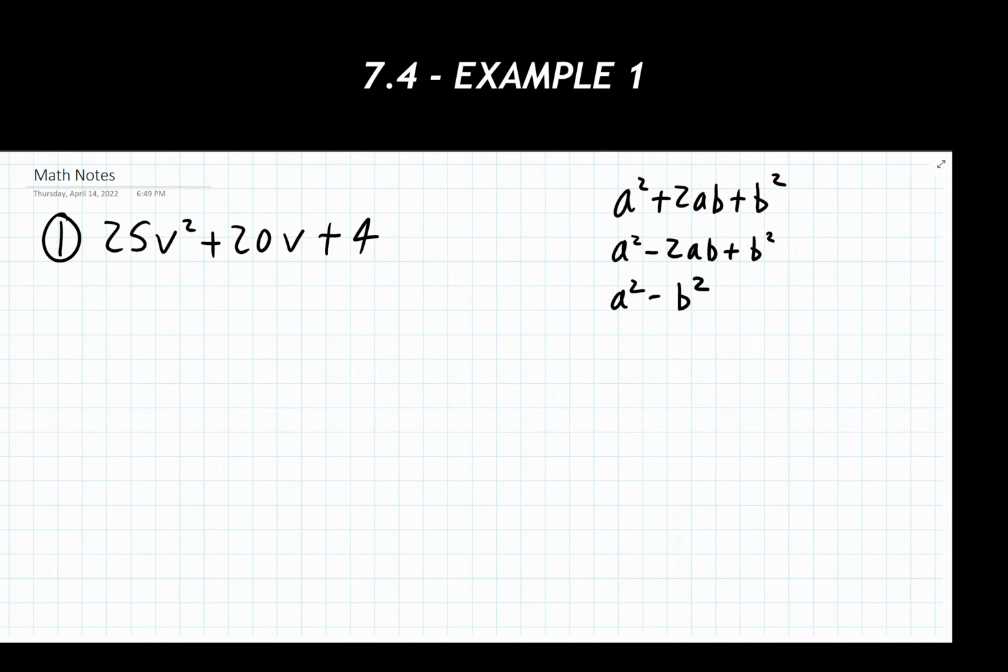Taking a look at our first example, we have 25v squared plus 20v plus 4. We're told to factor this thing using any and all methods at our disposal. So we always want to take a look at and see, if I'm looking at this whole thing, is there a greatest common factor between all three of these terms? It's always a great starting place to get going with these problems. Now I'm looking at this and I'm not seeing a greatest common factor between all three of these terms.